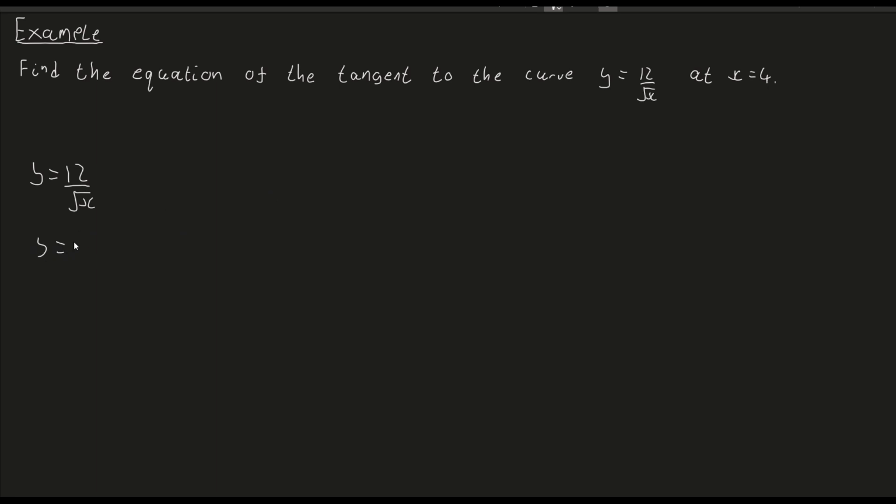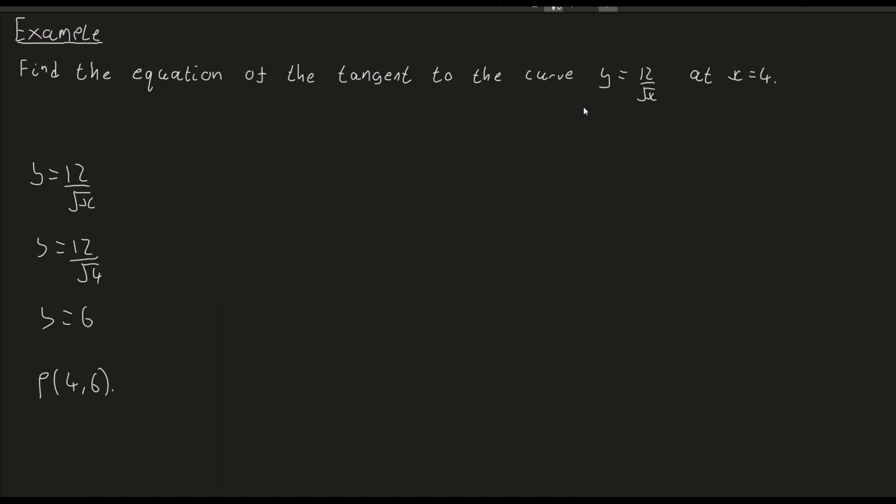So we'll have y equals 12 over the square root of 4. And the square root of 4 is 2, so 12 divided by 2 is 6. So the point then is P (4, 6). So now I have my point, and now this is just back to the standard, exactly what we've done before, but I'll work through the whole example anyway.